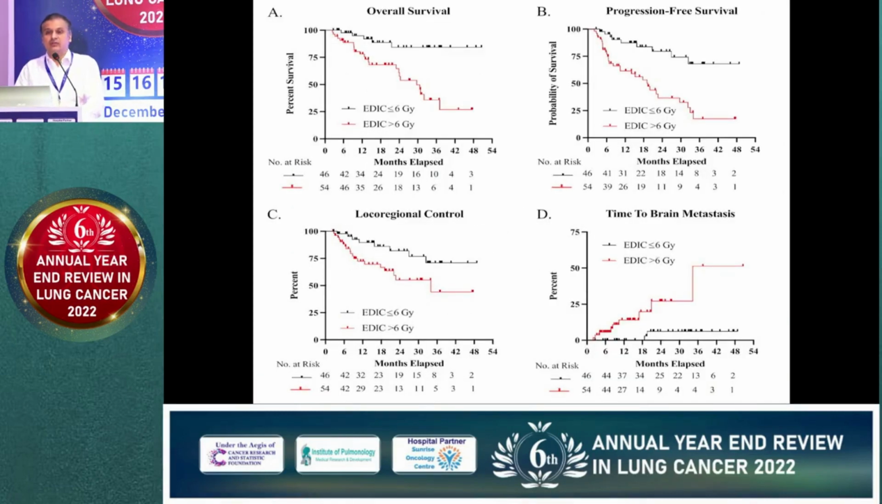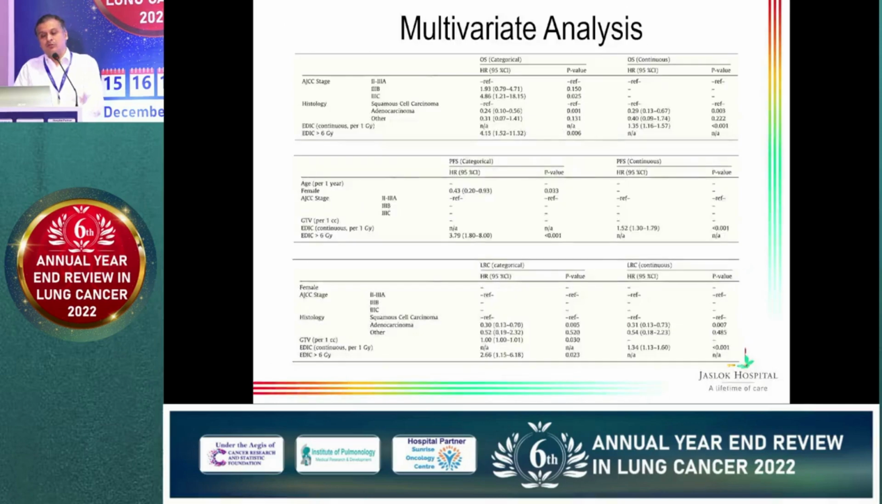So these are the survival curves showing the same difference. On the multivariate analysis, the EDIC more than 6 gray group was significantly impacting the overall survival, local regional control, and progression-free survival, whether calculated as a categorical variable or as a continuous variable.